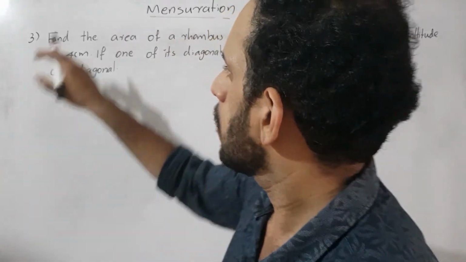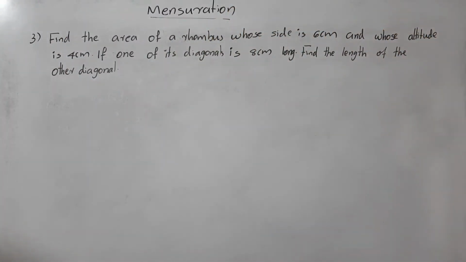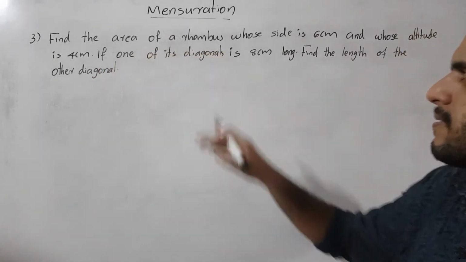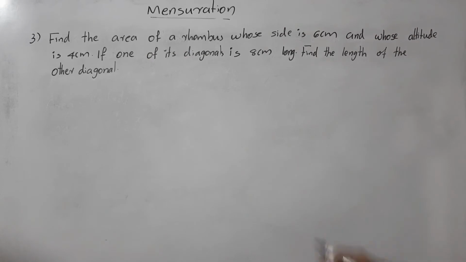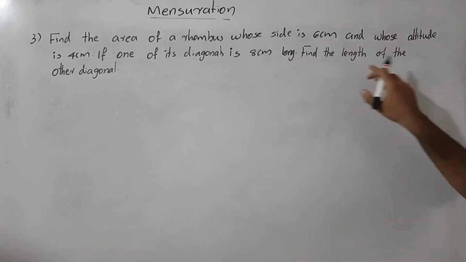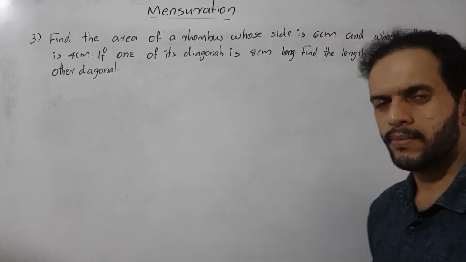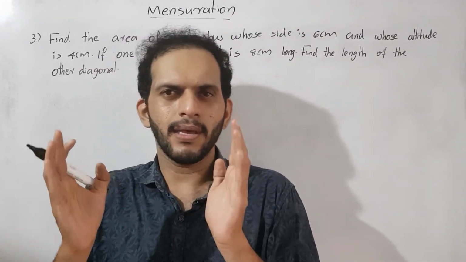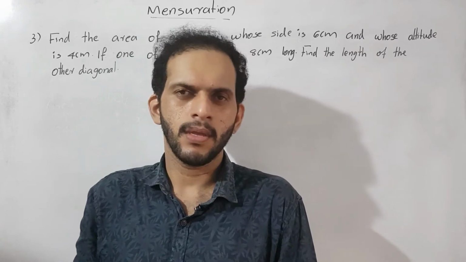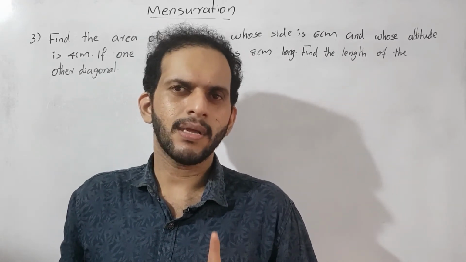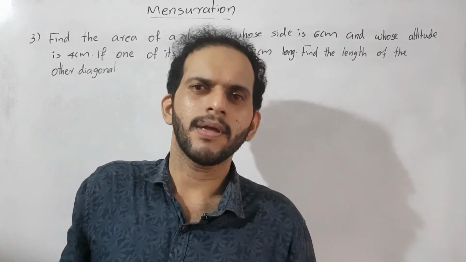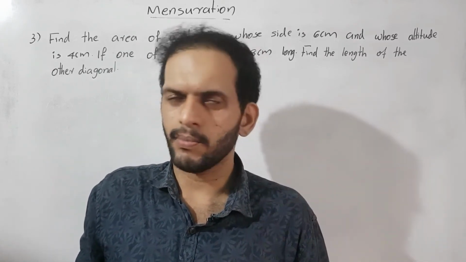The question is like this: find the area of a rhombus whose side is 6 centimeter and whose altitude is 4 centimeter. If one of its diagonals is 8 centimeter long, find the length of the other diagonal. Okay, here we have two questions. The first question is direct, find the area of a rhombus. And in the second question, one diagonal measurement is given, and then the question asks to find the second diagonal measurement.